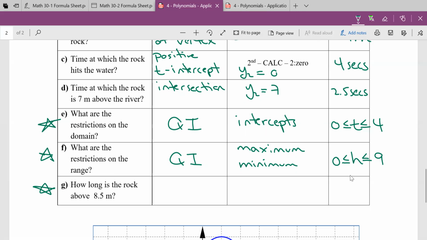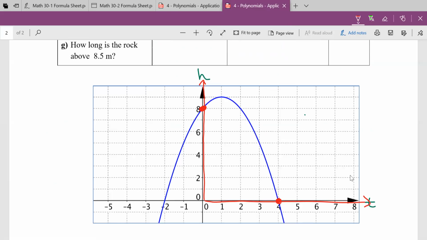Part G is a very important question for my diploma. How long is the rock above 8.5 meters? So what I'm going to do here is draw in 8.5. Now 8.5 is roughly right about here. It's not perfect, but it's right about there. There's 8.5. So how long am I above? Well, that's this portion right here, isn't it? When I hit 8.5 for the first time and where I hit 8.5 for the second time. So the rock is above for this little arc here.